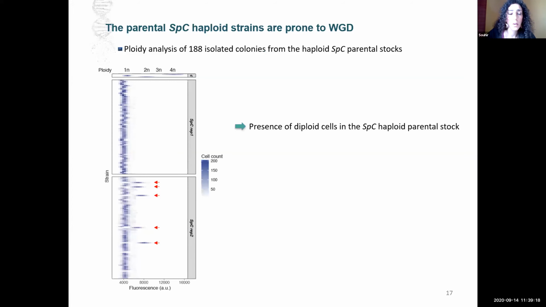Also, we previously showed that the parental SPC haploid strains are more prone to whole genome duplication. So we analyzed the ploidy of more than 180 isolated colonies from the haploid SPC parental stocks. Here we have haploids, and as you can see, we identified several diploidized cells in the parental stock of haploid SPC strains. So these results confirm that SPC strains are more prone to whole genome duplication.